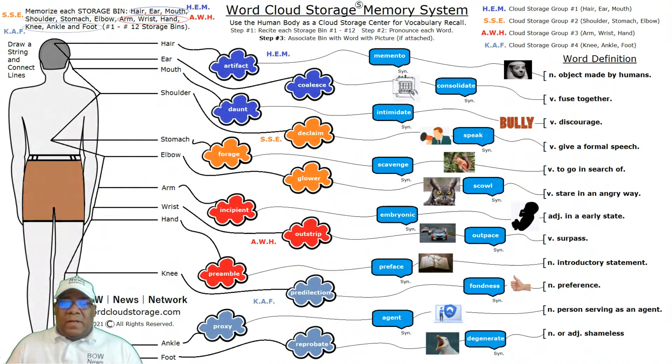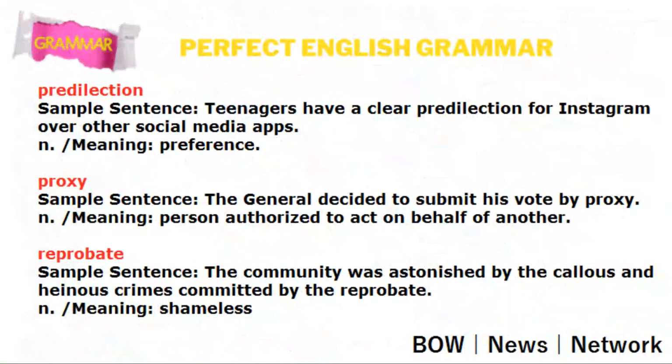So our next word is predilection. And let's make sure that we're pronouncing that correctly. Predilection. Yes, predilection. Fondness or preference. Let's see how it's actually used in a sentence here. Teenagers have a clear predilection for Instagram over other social media apps. So this suggests a preference, noun, meaning.